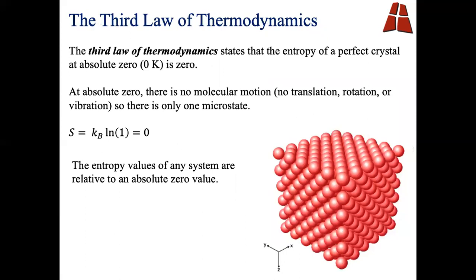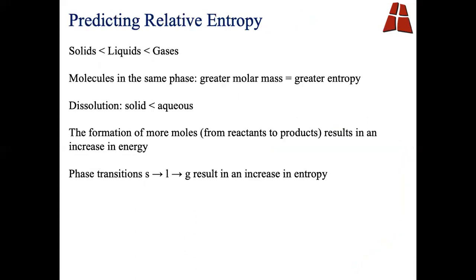That leads us to a discussion of the third law of thermodynamics, where, again, this sets our absolute scale for entropy. We know that if we have a perfect crystal at 0 degrees Kelvin, our entropy will be 0, meaning there is no molecular motion, be it translation, rotation, or vibration. Of course, this is just theoretical. There are no perfect crystals at 0 degrees Kelvin out there, but it does help set our absolute scale for entropy.